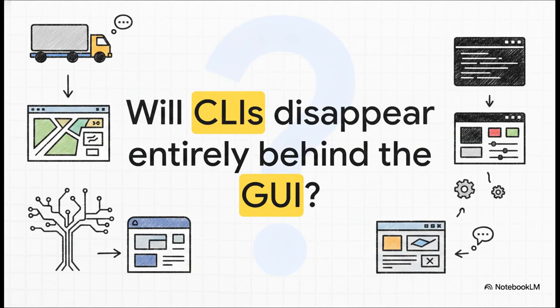So, whether we're dispatching a fleet of trucks across a busy city, or mapping the invisible neural pathways of the human brain, the power of modern software lies in how these interfaces bridge the gap between human intuition and machine precision. But as our systems grow exponentially more complex, we have to ask ourselves, will the precise text-based mechanics of the CLI eventually disappear entirely behind increasingly friendly GUIs? Or will the raw power of the command line always be the true engine driving our greatest technological leaps? Definitely something to think about.